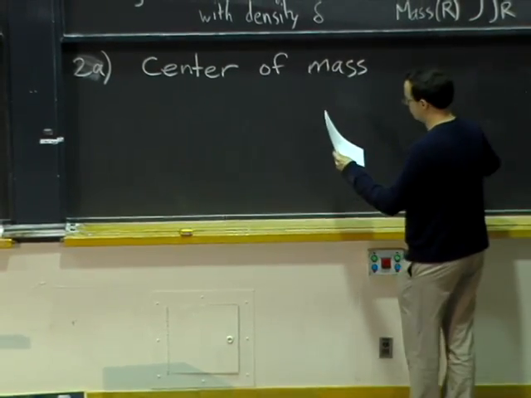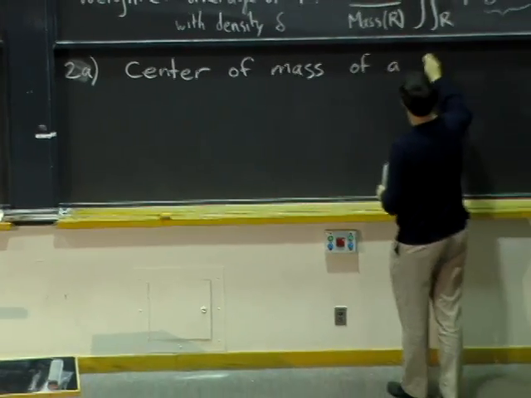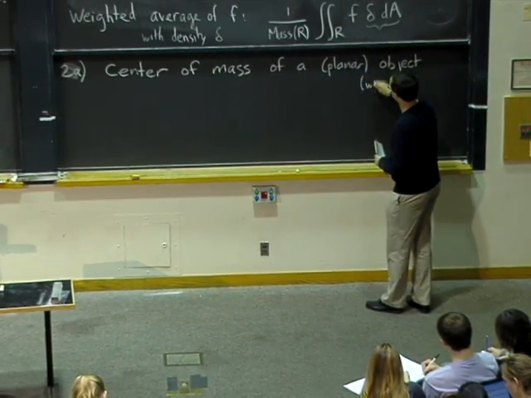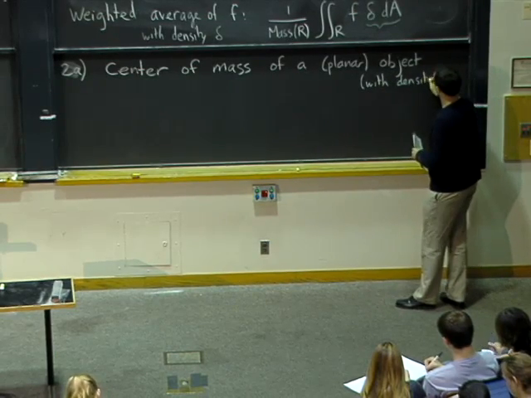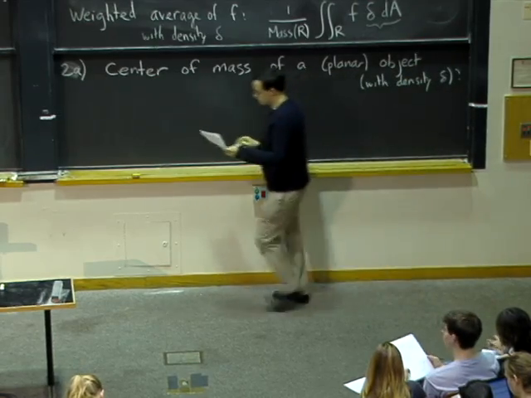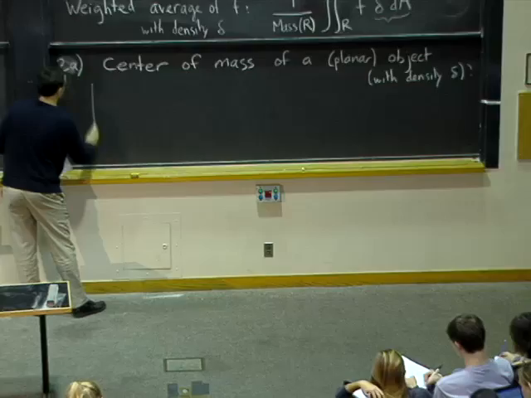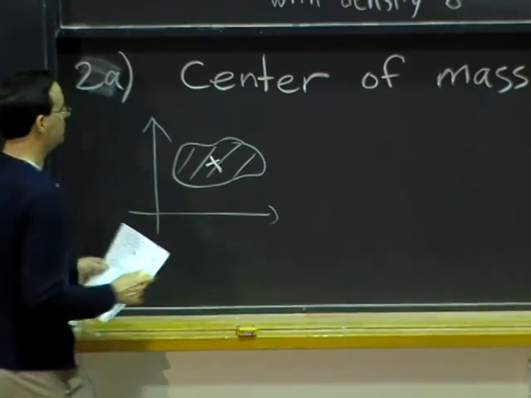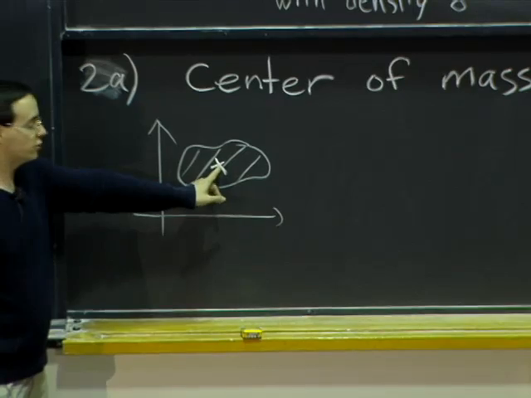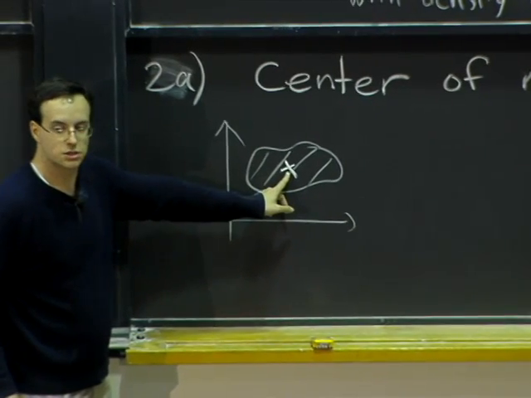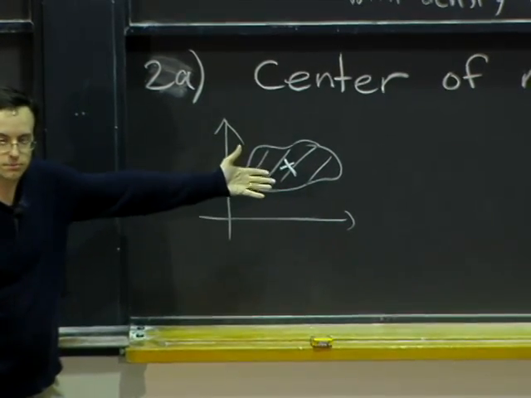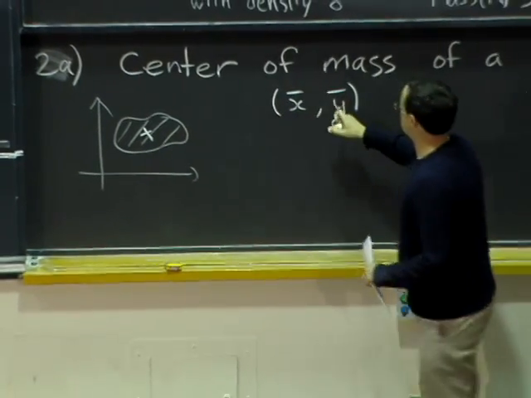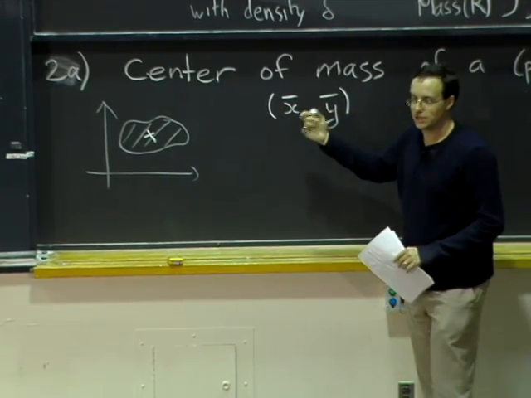So how do we find the center of mass of a flat object with density delta? Well, if you have your object in the xy plane, then the coordinates of its center of mass will just be the weighted averages of x and y on the solid. The center of mass will be at a position that I will call x bar, y bar, and these are really just the average values of x and of y in the solid.